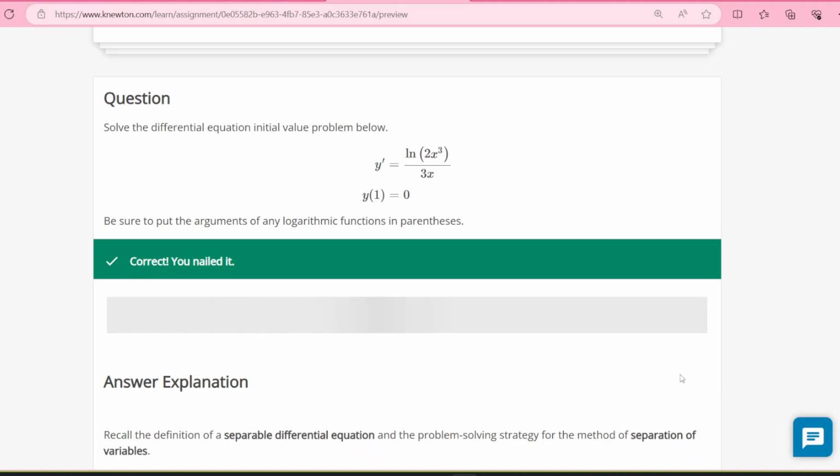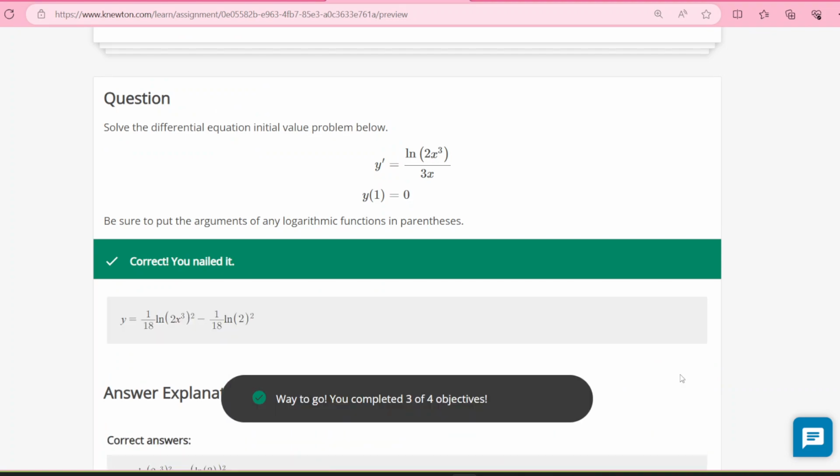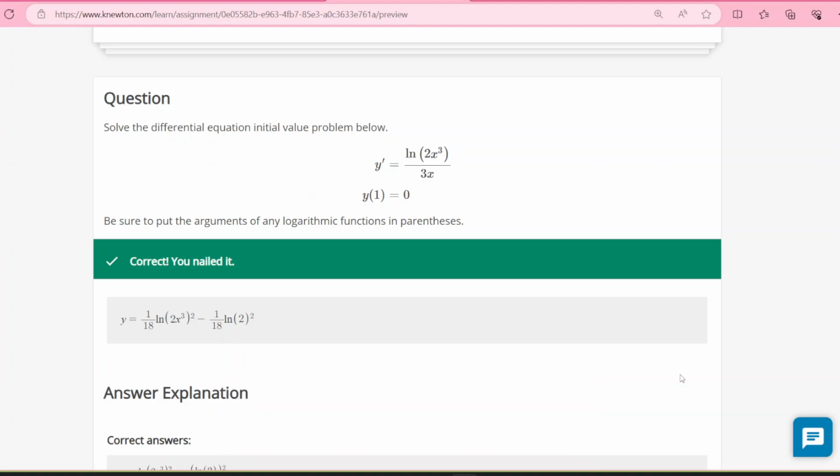Oh, perfect. Okay, so they don't want extra set of parentheses around the log. So if you're raising a logarithm to a power, just put that power after it.